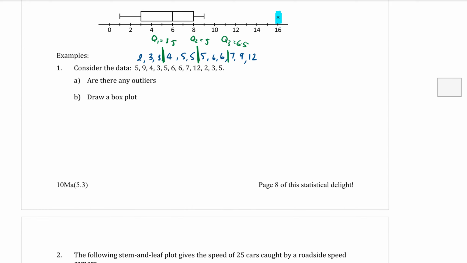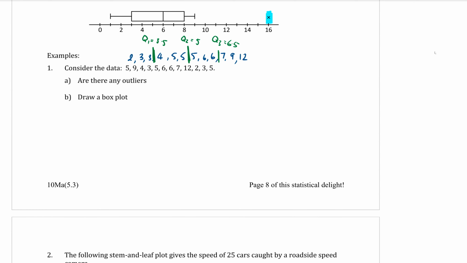Okay, then I can find my interquartile range. IQR equals Q3 minus Q1. So my Q3 is 6.5. My Q1 is 3.5, which means my interquartile range is 3. It's a fair bit of working out for not much space in this question. I still need to use my formula, so we're going to try and squeeze that down the right-hand side there.